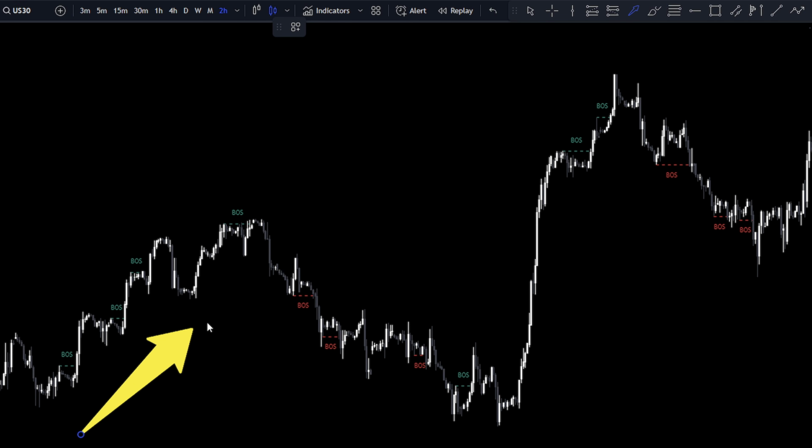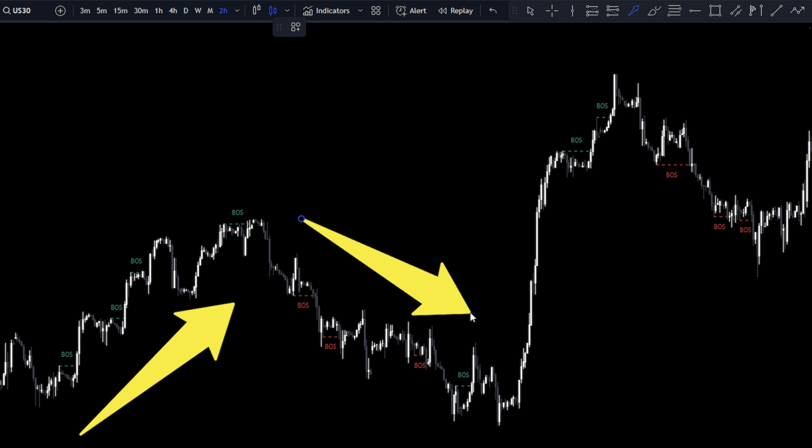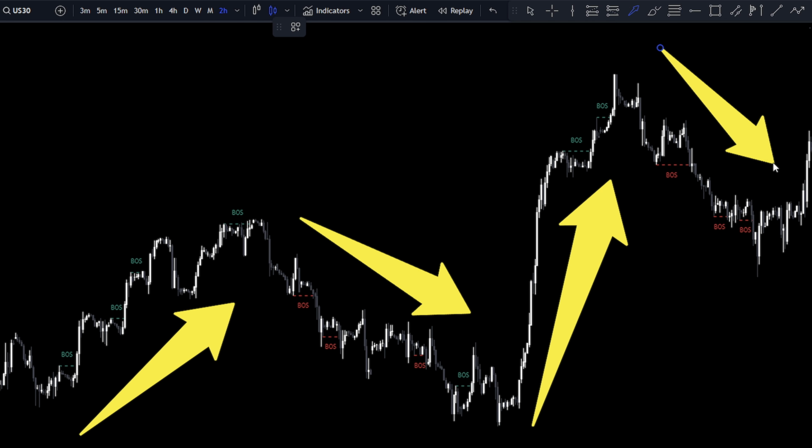Before diving into the exact trading rules, let's first understand how the key components of this strategy work. First, the market structure labels. These labels help confirm if the trend is moving in the desired direction. We'll focus on the break of structure labels to identify whether the price is trending upward or downward.